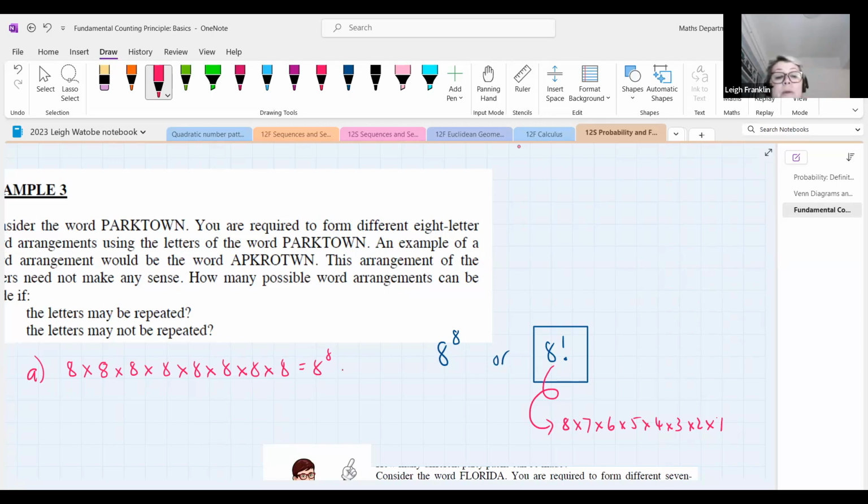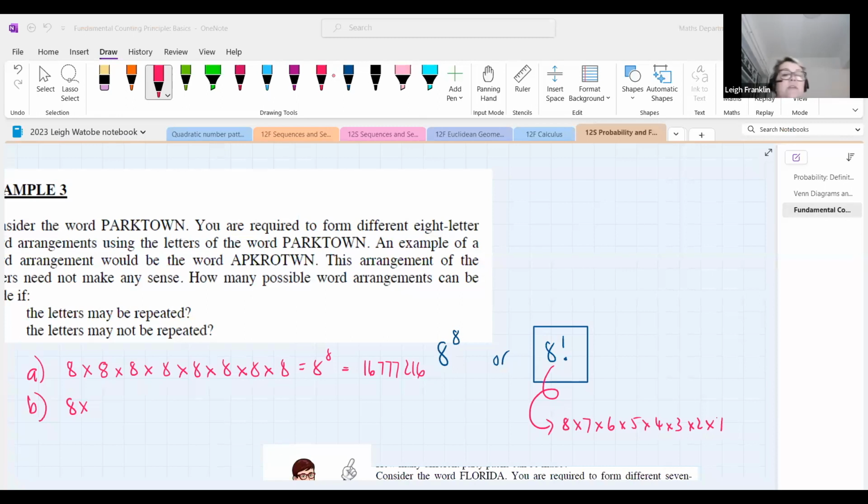So that would be a massive 16,777,216 possible word arrangements. In part B, the letters may not be repeated. This is when you would use 8 factorial, because there would be 8 ways in which you could fill the first block. But because you've chosen a letter, the letters are not repeated themselves. There are no identical letters.